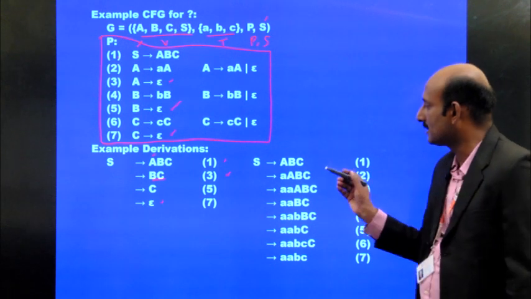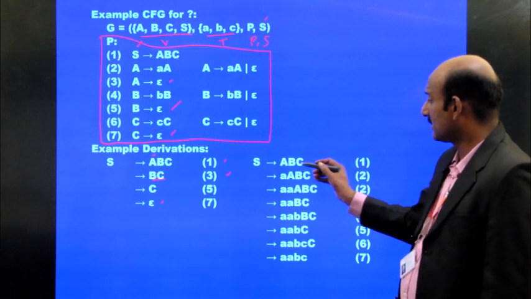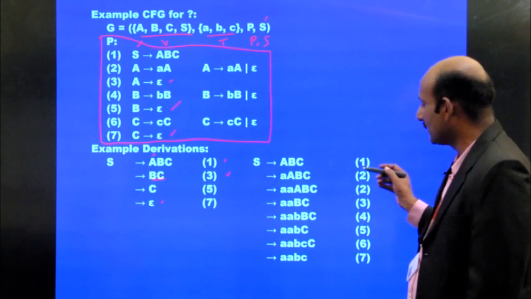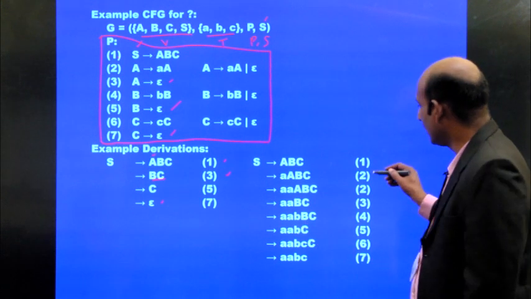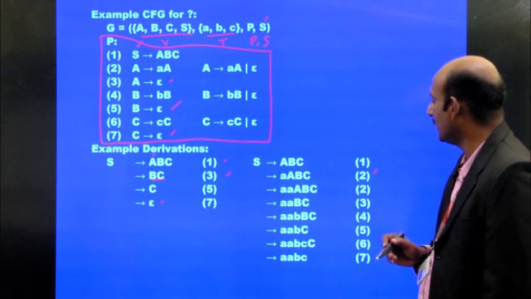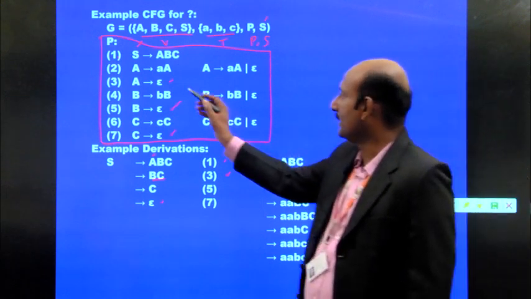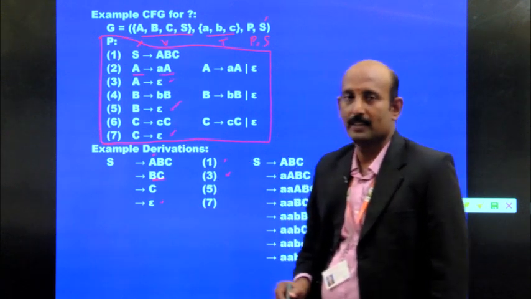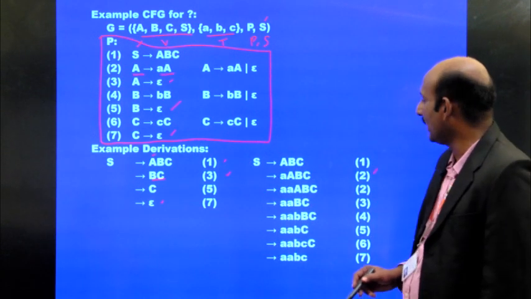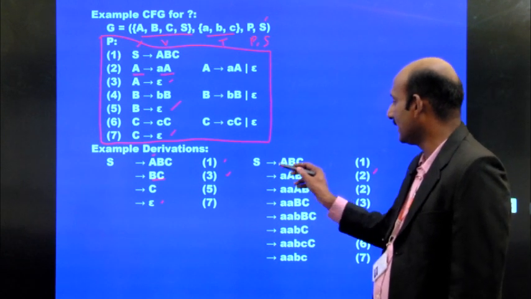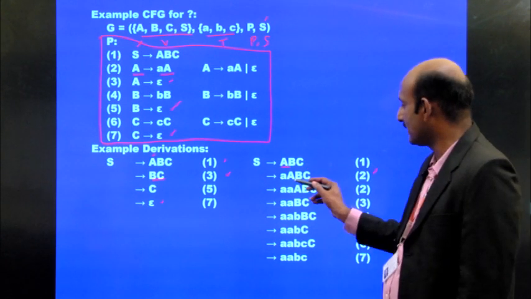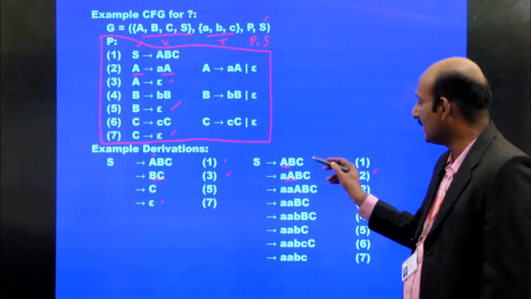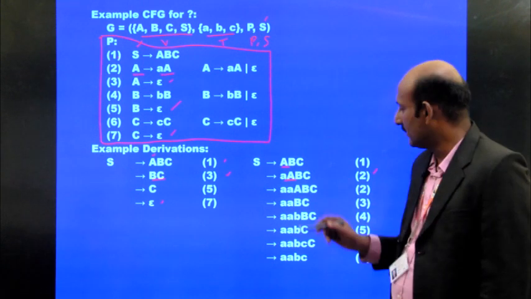Suppose we take the production S implies ABC, then instead of that we can substitute some other rules. Here we can replace using rule number 2, I mean production number 2, where we replace A by small a, capital A. So, here A has been replaced by small a, capital A, and the rest, B and C, are as it is. We can write it like that.